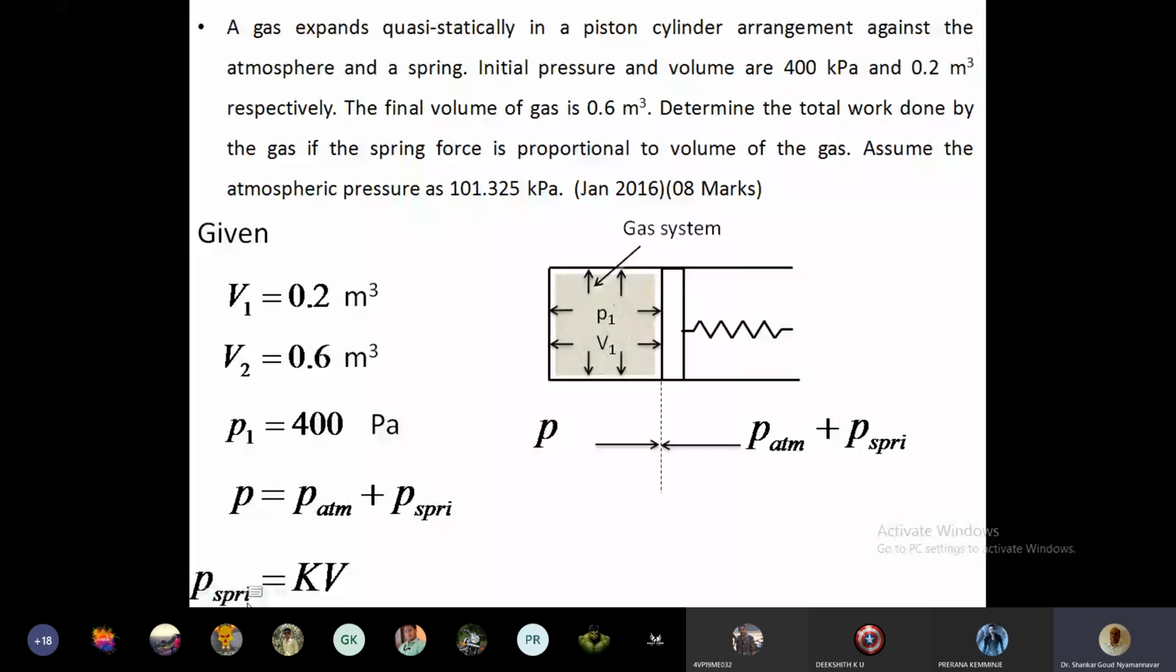So if you apply the initial condition, what is the initial condition? Initial pressure is 400. Substitute in this equation: 400 plus 1 atmospheric, that is 101.325, plus P spring, which is K into V. In this equation, all values are known except K. Initial volume is also given, right? So substitute that and find out K. Can you find the K value? Do that.